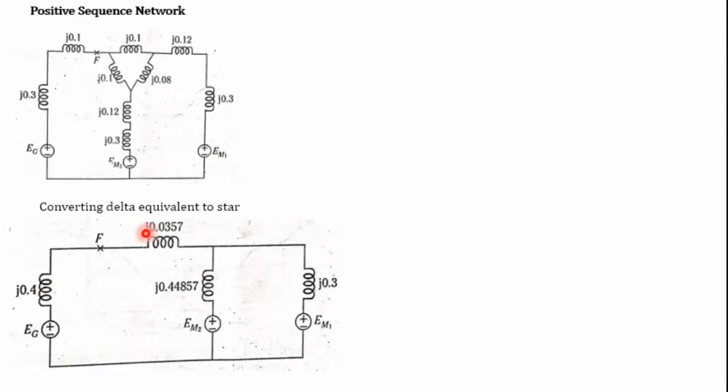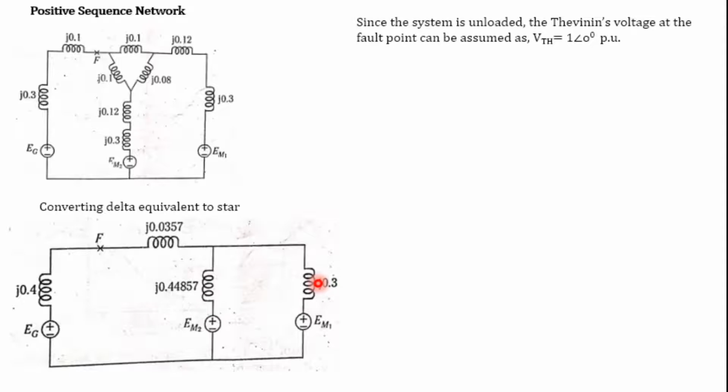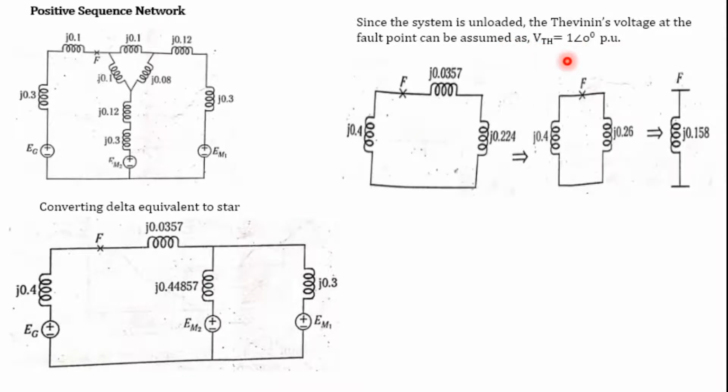So this is what we'll get, 0.0357 and this is 0.44857. Here the system is unloaded, so we consider VThevenin is 1 at an angle 0. As I said, the source of EMF should be short circuited. Taking series and parallel, the final answer will be 0.158. So this is the equivalent network for the positive sequence network, that is the source of EMF and the reactor, which we can consider as Z1 Thevenin.